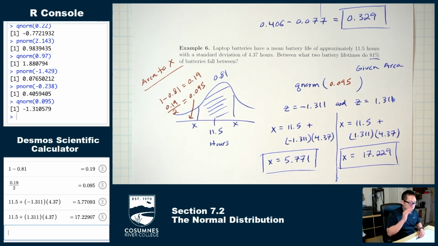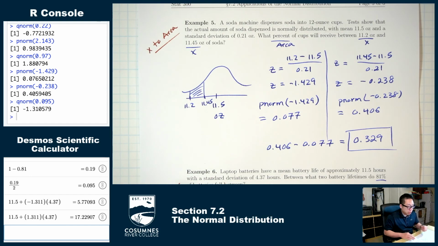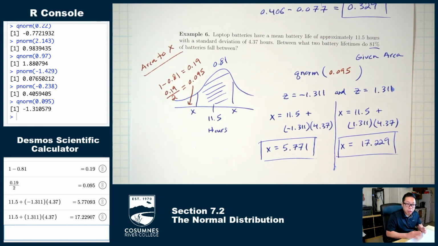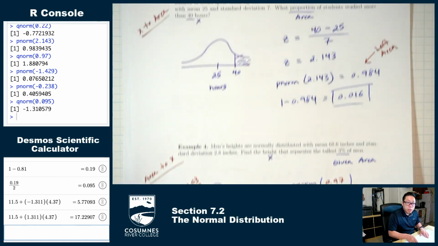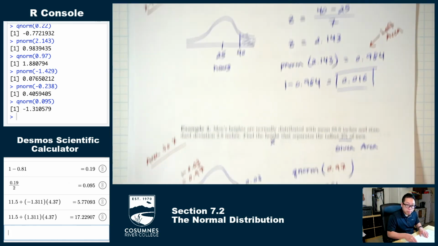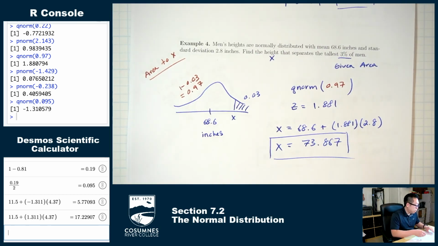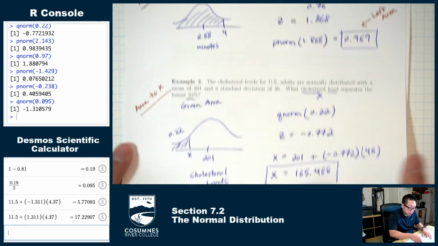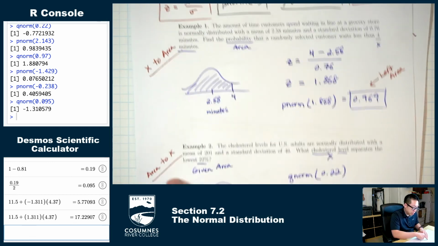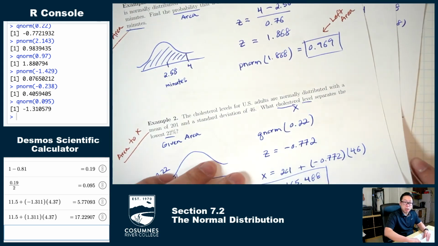Okay, so that takes care of the three situations that you'll encounter. So example 5 and example 6, both of these were shaded in the middle. One of them was an x to area, and the other one was an area to x. Examples 3 and 4, both of these were shaded to the right. One of them was x to area, the other one was area to x. And then example 1 and 2, the picture for both of these were shaded to the left. One was an x to area, and the other one was an area to x. So that takes care of all the possible situations that you can encounter.